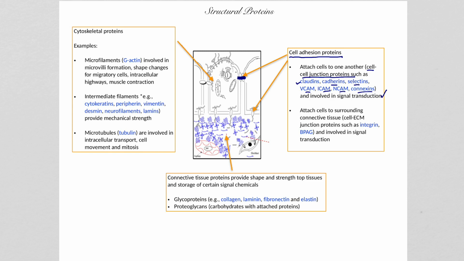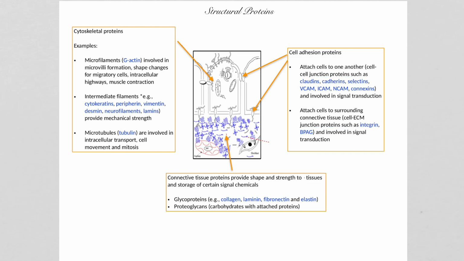And then we have the proteins we call cell-extracellular matrix junction proteins. These are proteins that connect the cell to the extracellular matrix. And examples of these are integrin and BPAG. And once again, we now know that these are not just structural proteins, but they also play a very important role in signal transduction.